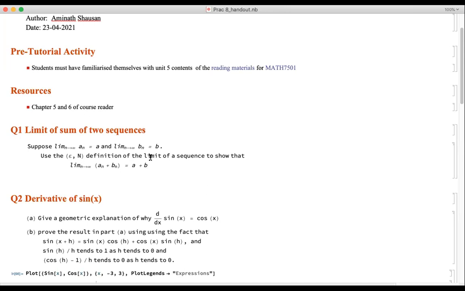Now, suppose you are given 2 sequences which are convergent. Use the epsilon-N definition of the limit of a sequence to show that the limit of the sum of the sequences is equal to the sum of the limits. Can anyone tell me what's the definition of epsilon-N for a convergent sequence? For the limit to exist, what's the definition? Do you remember? Like intuitively, what does it say?